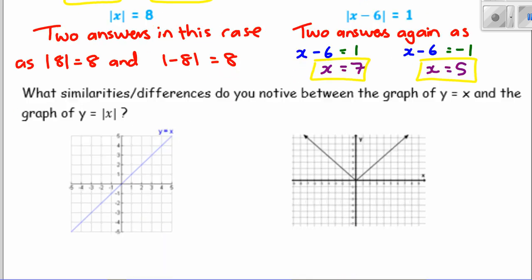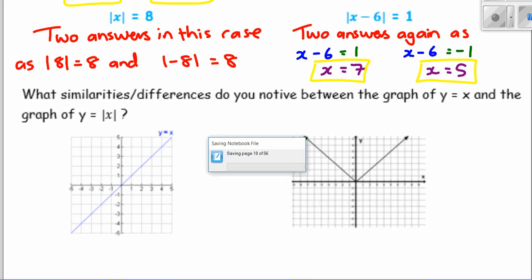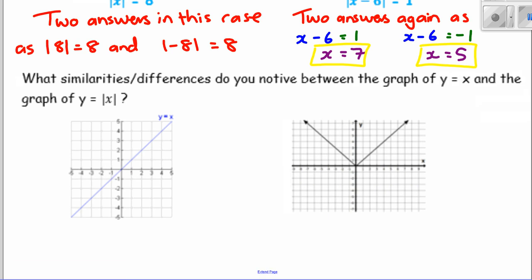So let's see, just looking at the two graphs again, like we mentioned a little bit before, what similarities and differences do you notice between the graph of y equals x and the graph of y equals the absolute value of x? So of course here is y equals the absolute value of x, this one here, in case you're not sure. And here is y equals x.